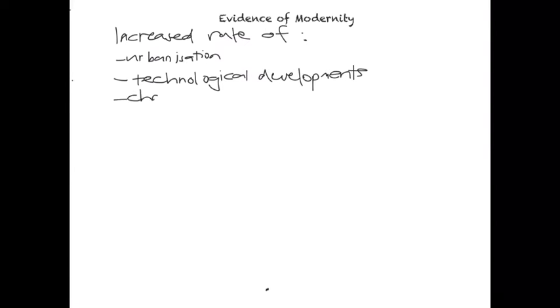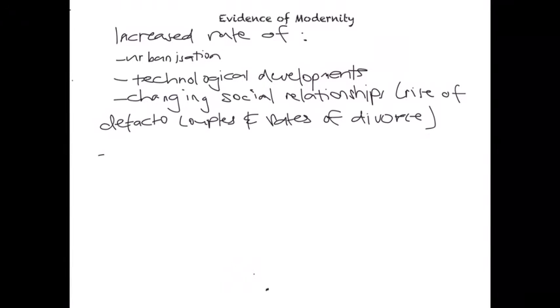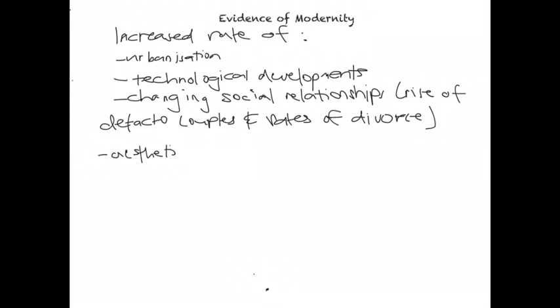It's also seen through an increased rate of changing social relationships. So, through increasing workforce participation, increasing urbanisation, and greater freedoms that come from this, marriage becomes less important. So, new ways of living as a family get established. And then lastly, an increased rate of aesthetics, like through clothing, architecture, and so on.